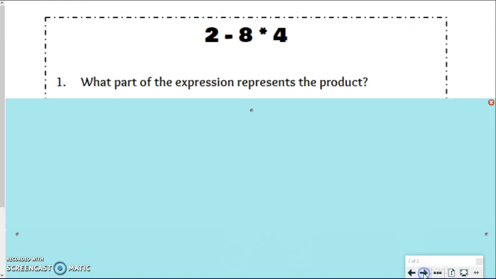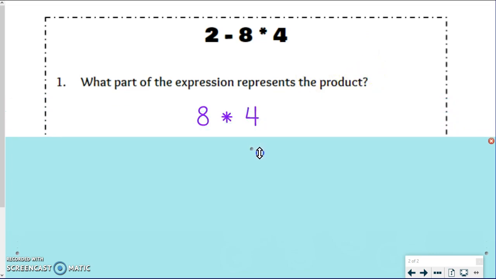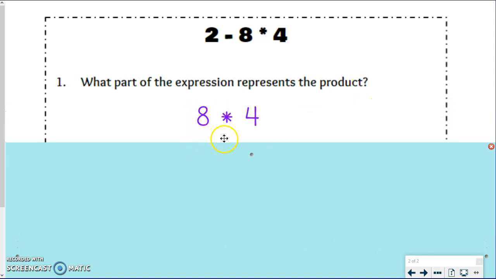Okay, all right, moving on, this is a numerical expression we're going to look at. And we're going to look at the parts using some of those operation words. So it says, what part of the expression represents the product? So when we look at this, there's several different pieces to this expression. We want to only focus on the part that represents the product, which means multiplication that we just learned in 1A. So when I look at that, 8 times 4 is the part that represents the product, because 8 times 4, or multiplication, is the product. And that is the only part that represents the product. The 2 minus is not a part of the product.